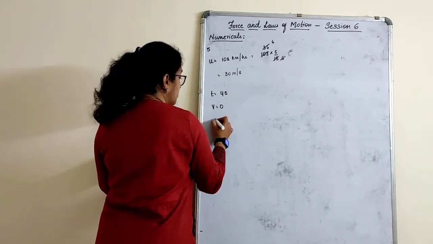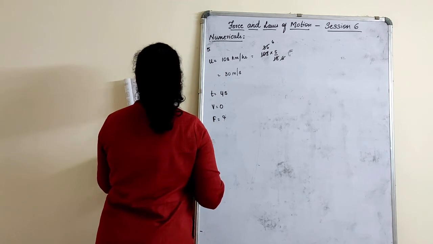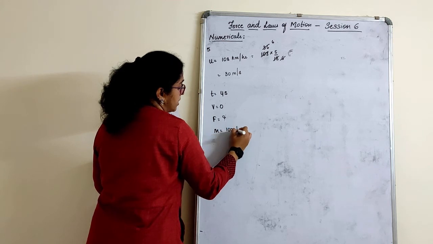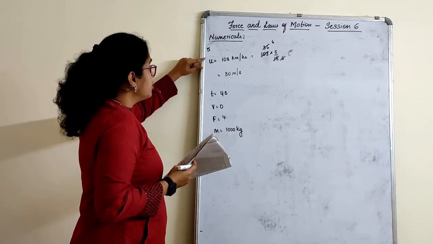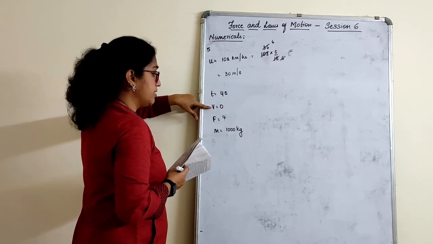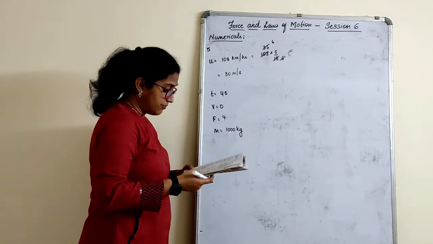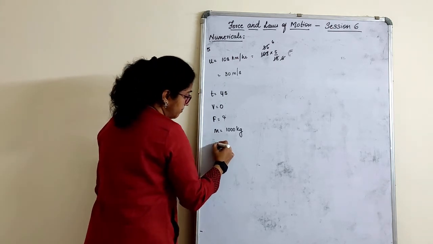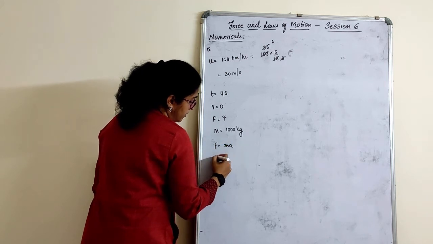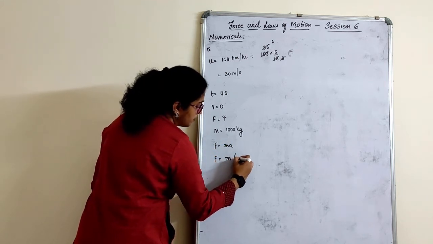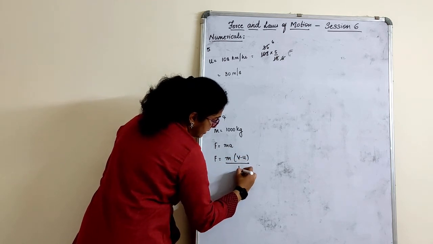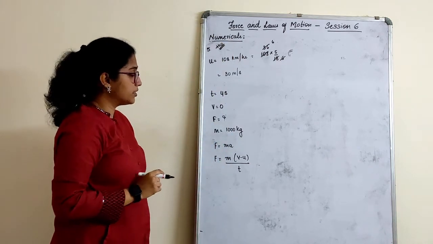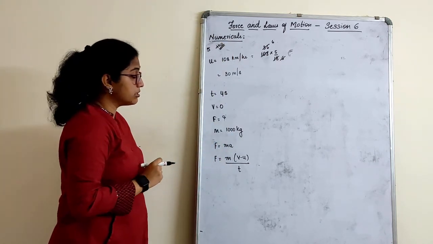Calculate the force exerted by the motor car if the mass along with the passenger is 1000 kg. U is given, T is given, V is given, force we have to calculate, mass is given. Everything is there. Which formula will you apply here? Again, F is equal to ma, where I will write this as F is equal to m into (V minus U) by T. Take this for homework, children. I have done till here. Your work is to only substitute the values and do it.